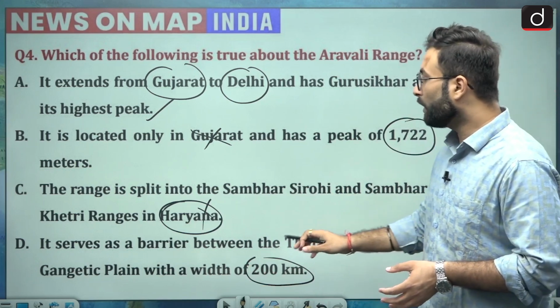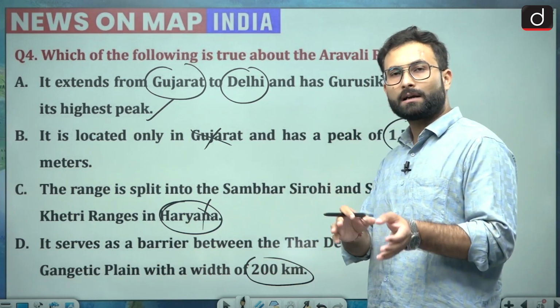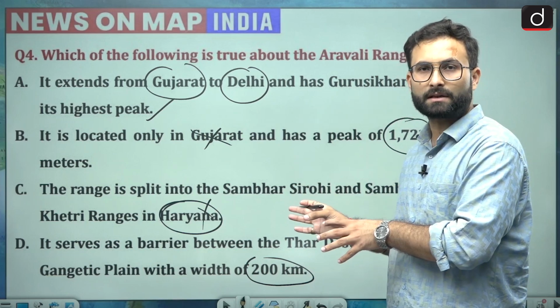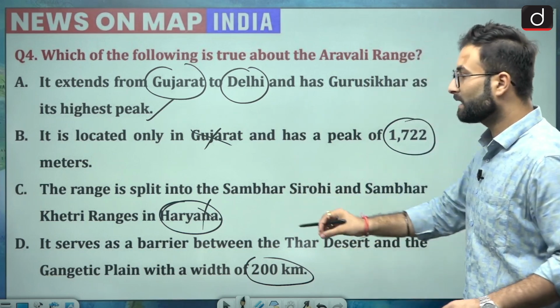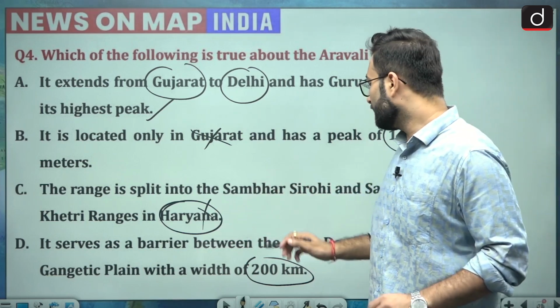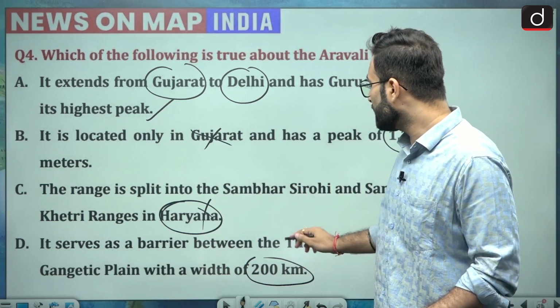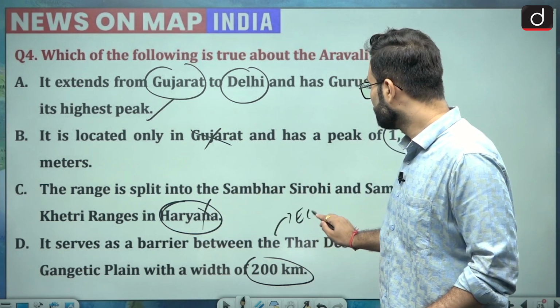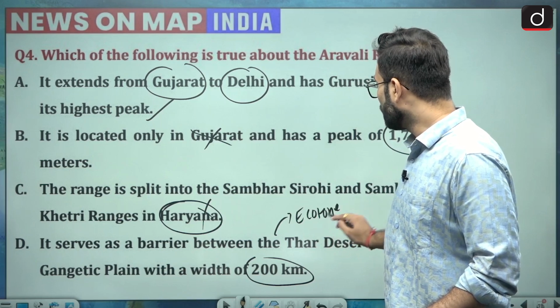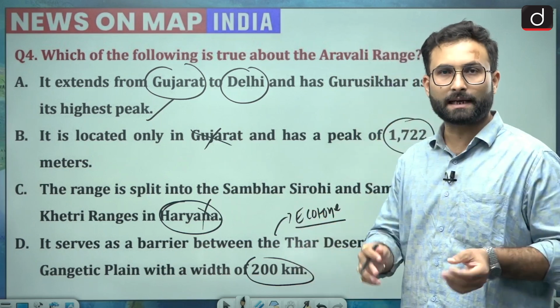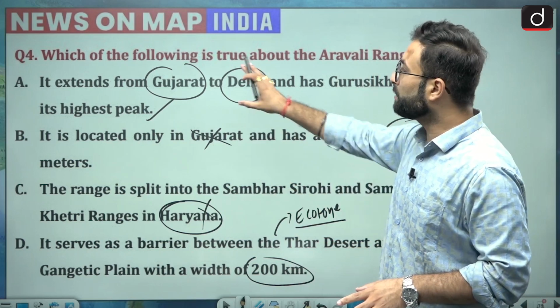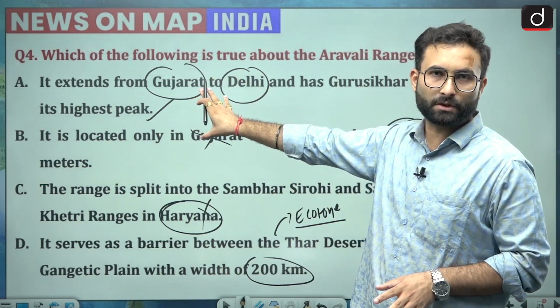Second thing is, no doubt they are forming a barrier between the Thar desert and the fertile areas of Rajasthan, but not exactly with the Gangetic plains. Third thing over here is that it is at max an ecotone, wherein on one side you have desert, on the other side you have the fertile plains. Okay, so option A seems to be the most appropriate answer over here.